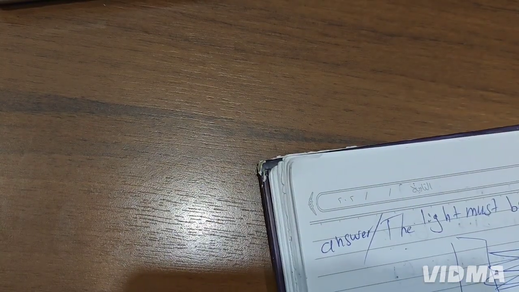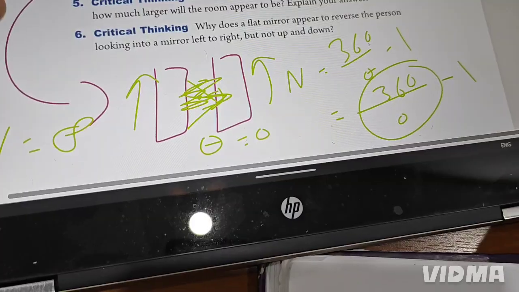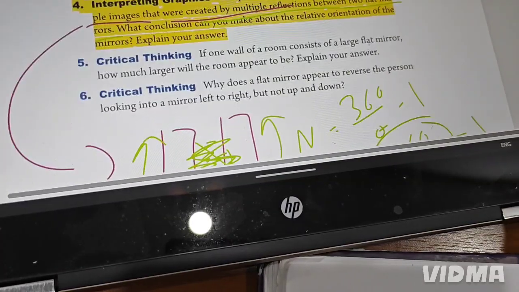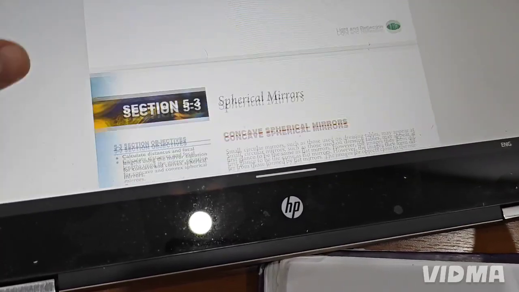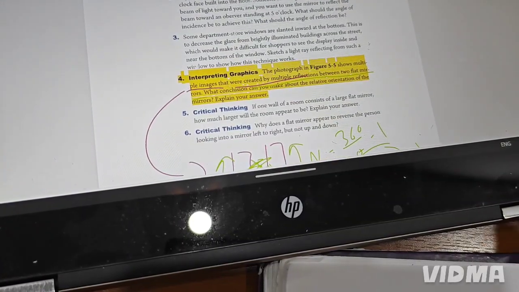So students, questions 5 and 6, you can solve them, and they are not that important actually. So students, we have done section 2 of chapter 5. Inshallah, in the next video we are going to start explaining chapter 5 section 3. Thank you all.